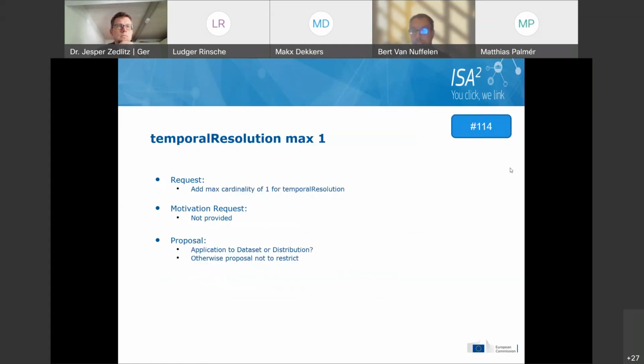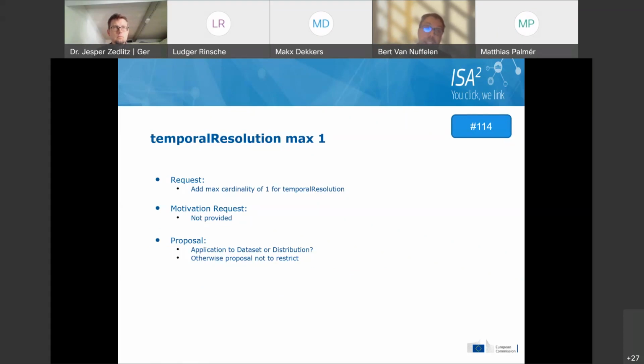Okay, then a number of smaller topics where we would like to say yes or no. So the request is to add a max cardinality on the temporal resolution. There was no explicit motivation provided, so this is, for me, a bit in the void.